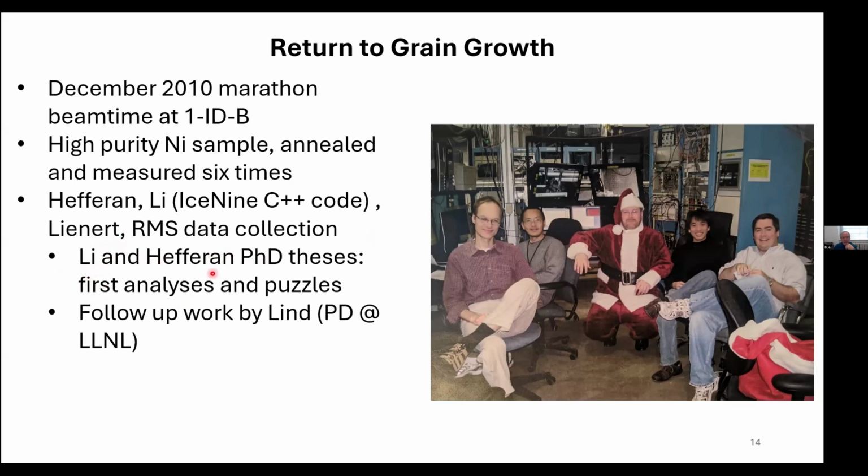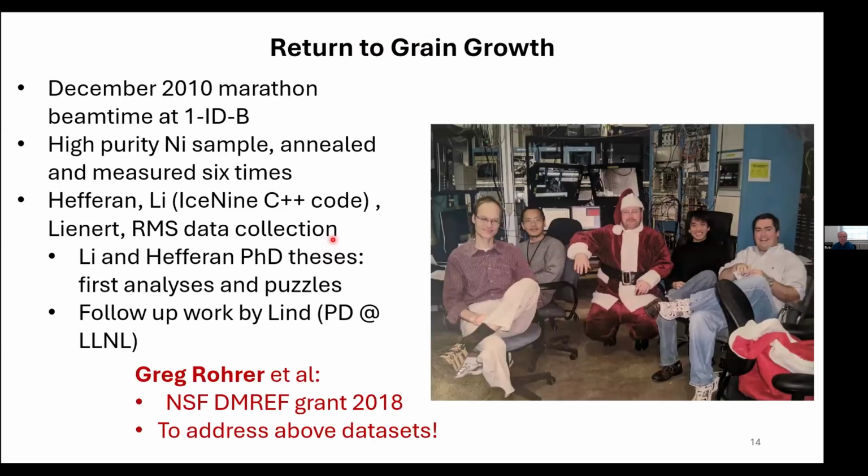So this data went into 2 PhD theses, and a variety of analyses were done, but it was all pretty puzzling. And in fact, John Lynn did some work while he was at Livermore, trying to get a better alignment of all the data sets. Quite a difficult project, and quite frustrating for a long time, as you'll see.